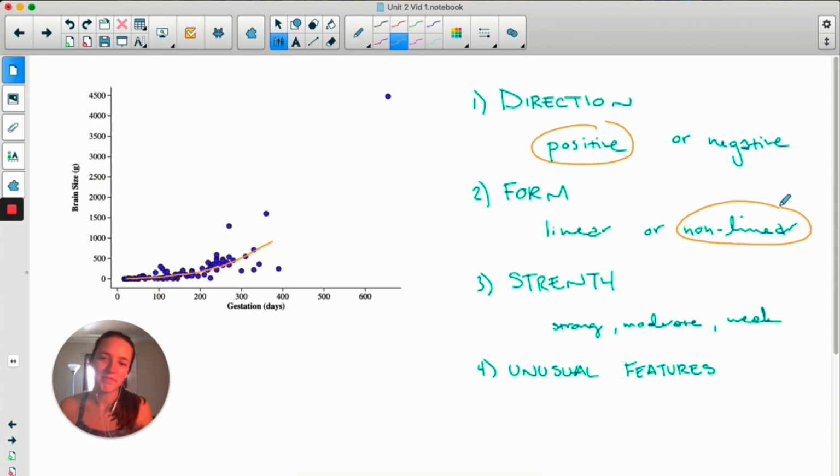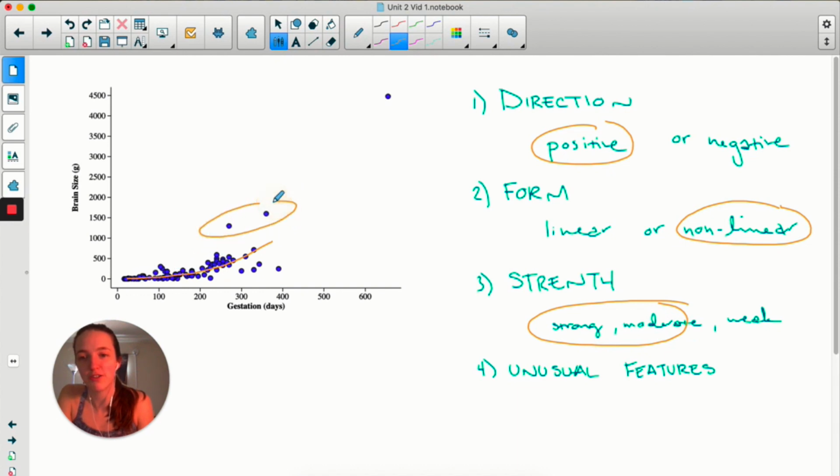The strength, moderately strong. Most of these points are fitting the pattern. There's a couple here that don't. Maybe these don't. This one, it kind of depends. If we're using that as part of our pattern, then that's definitely fitting the pattern. I would say they fit this nonlinear pattern with moderate strength.